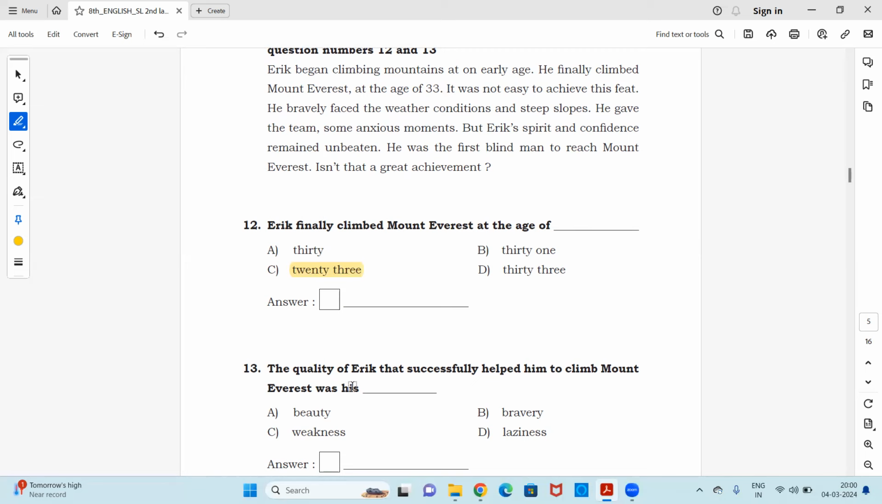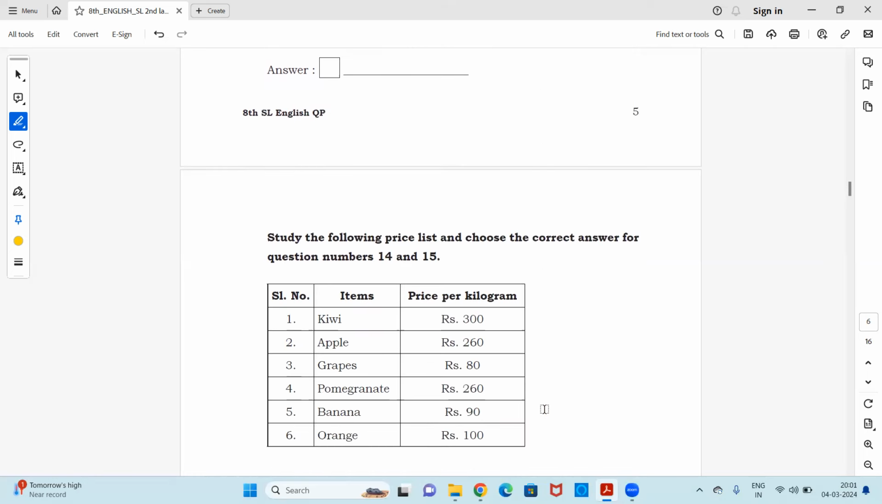The quality of Eric that successfully helped him to climb Mount Everest was his dash, beauty, weakness, bravery, or laziness. What kind of person was he? Did you read anything here? Oh, yes, you have the word brave. He bravely faced the weather condition. That means bravery would be the right answer. I hope you are getting it and it's easy for you all to understand.